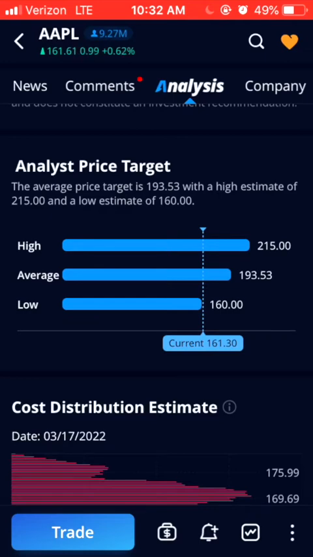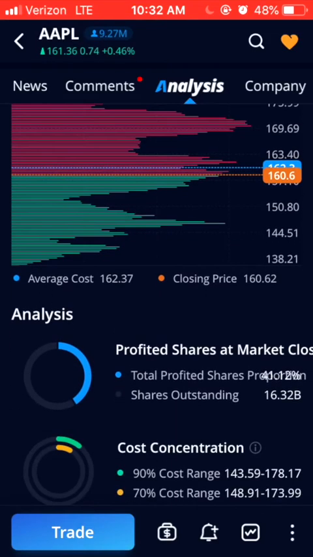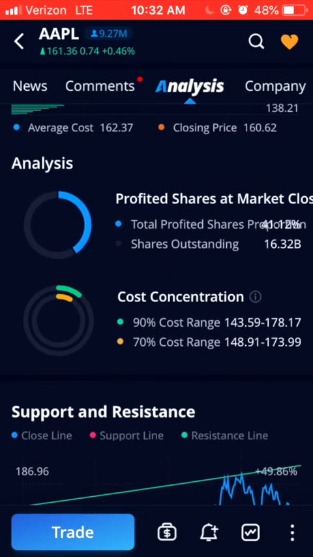Down here shows you the positions people hold and which people are in the money, which means if they sold it now they would make money, and which people are out of the money, which means if they sold it now they would lose money. Looks like a little under half are in the money. You can just see it by looking with your eye, but it tells you down here, looks like about 40%, maybe a little more. Oh, it says right here, 41.12%.